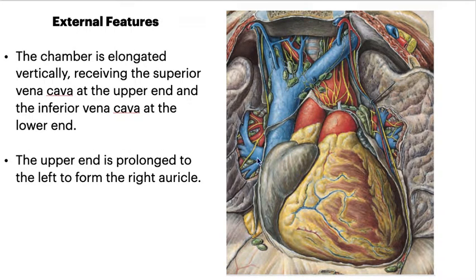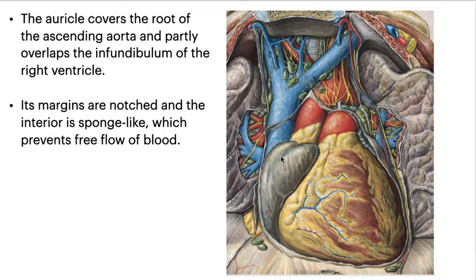External features: this chamber is elongated vertically, receiving the superior vena cava at the upper end and the inferior vena cava at the lower end. The upper end is prolonged to form the right auricle, as you can see over here. The auricle covers the root of the ascending aorta and partly overlaps the infundibulum of the right ventricle. Its margins are notched, as you can see, and the interior is sponge-like, which prevents the free flow of blood.